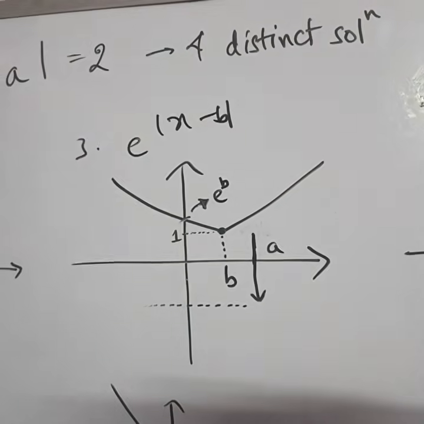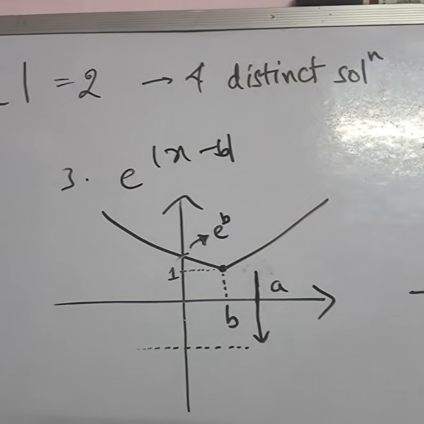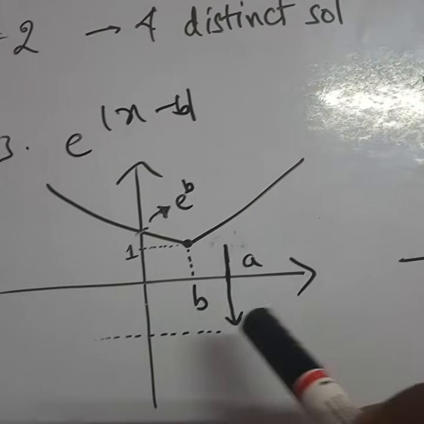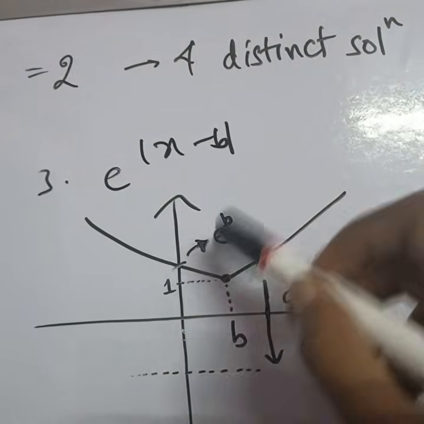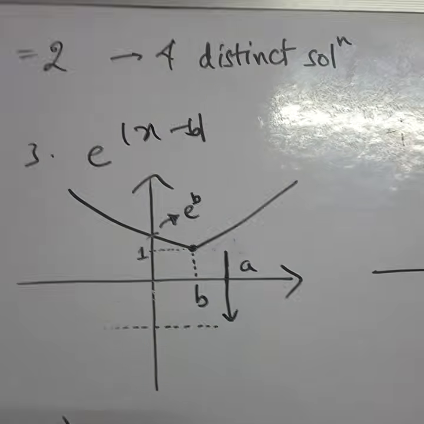Next, we have e to the power mod of x minus b, in which we have shifted the entire graph by b units to the right side of the x-axis, right? So the point where x is 0 on the y-axis becomes e to the power b, and where y is 0, x becomes b.